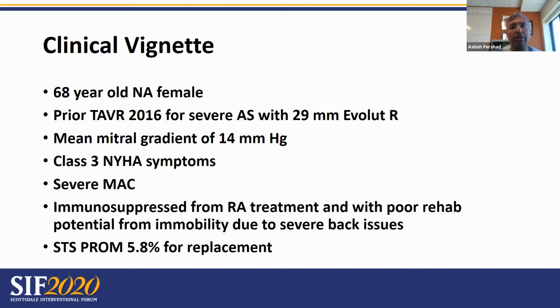Now, 3 years later, her mean gradient had gone up to 14. She continued to have class 3 heart failure symptoms. Her MAC had progressed from moderate to severe. She's immunosuppressed from treatment for rheumatoid arthritis. She has severe back issues and there's clearly poor rehab potential due to her immobility from her back. Her STS predicted risk of mortality was 5.8% for replacement.